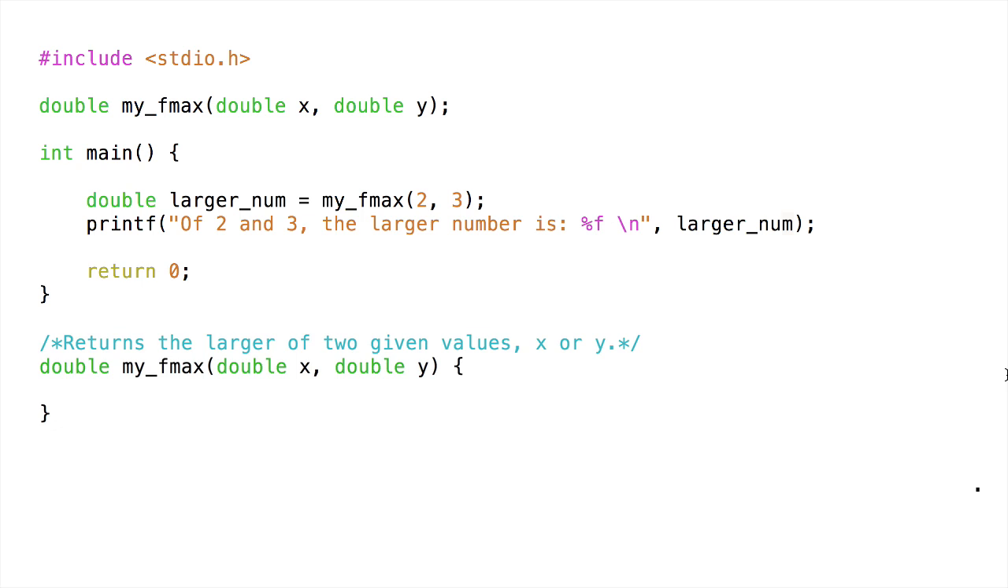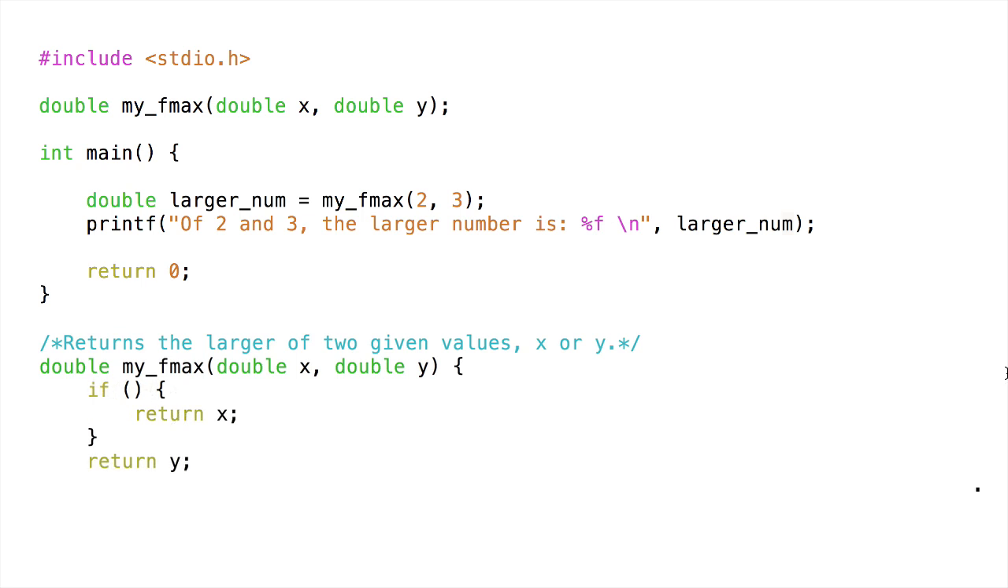So how are we going to implement this function? Regardless of how we get there, we want to end up returning the correct value. For that, we'll need to use a return statement. So what are we returning? We have two options. We can return x, or we can return y. Which one we return depends on their relative values. We can use an if statement to determine which value to return.